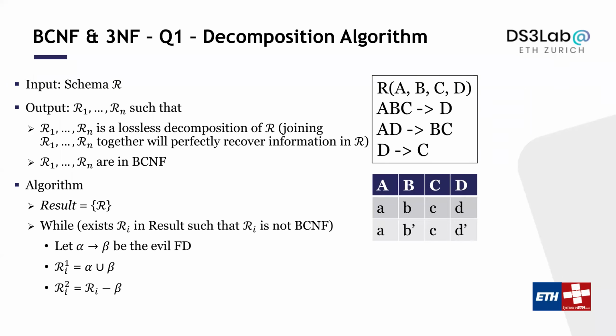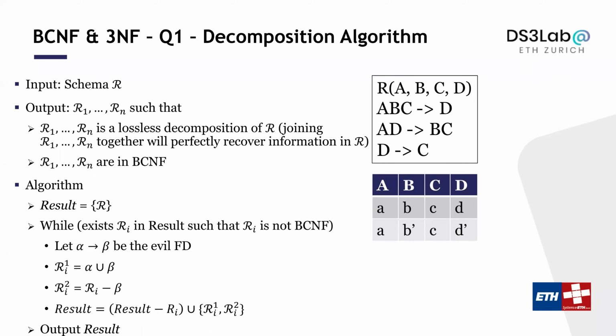You have Ri minus beta as the second relation. Then you put Ri1 and Ri2 in your result set, and you remove Ri from your result set, right? Essentially, you decompose Ri into two even smaller ones. And you keep doing this until all the relations in your result set are in BCNF. Then you output the result, and that's your decomposition.